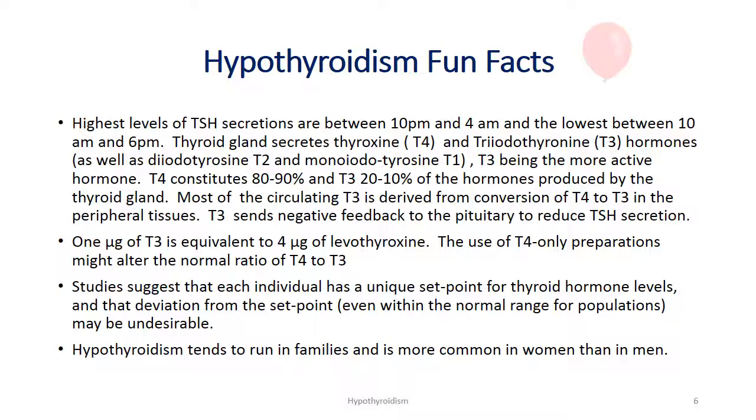Of the thyroid hormones, T4 constitutes roughly 80 to 90% of the hormones produced by the thyroid gland, and T3 between 10 to 20%, more or less. Most of the circulating T3 is derived from conversion of T4 to T3 in the peripheral tissues. T3 sends negative feedback to the pituitary to reduce TSH secretion. 1 microgram of T3 is equivalent to 4 micrograms of levothyroxine, or T4.